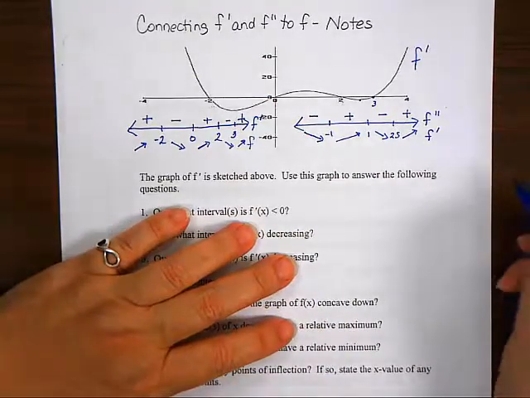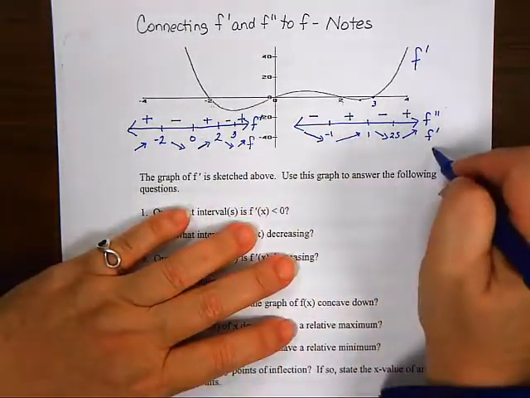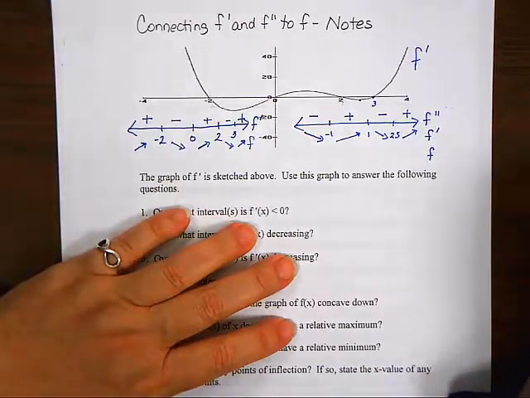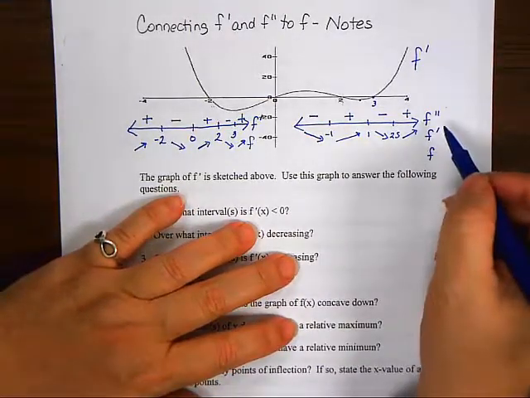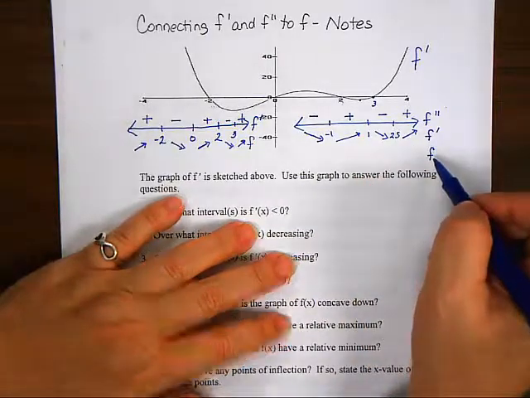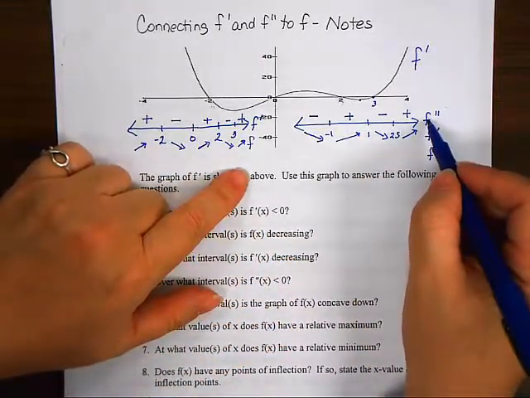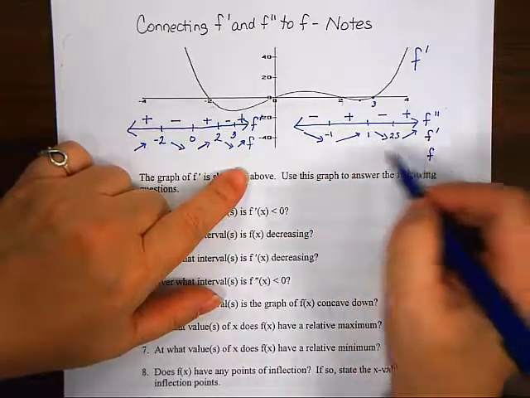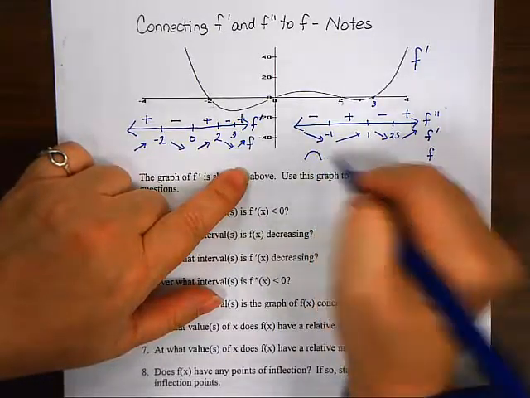Well, that's nice. It kind of mimics what I'm doing right here, but what does it tell me about F? If you recall the concavity lesson, the signs of F double prime tell me information about F. When F double prime is negative, F is concave down.